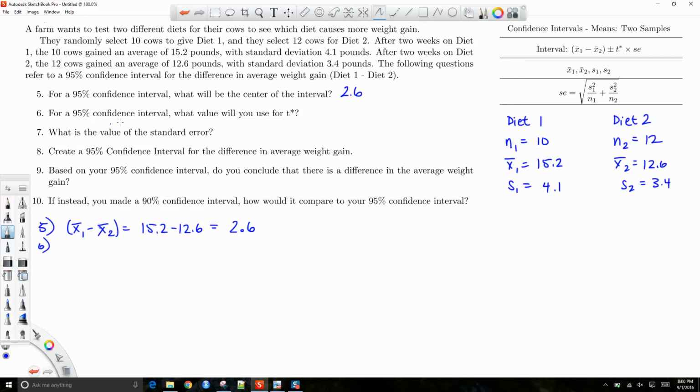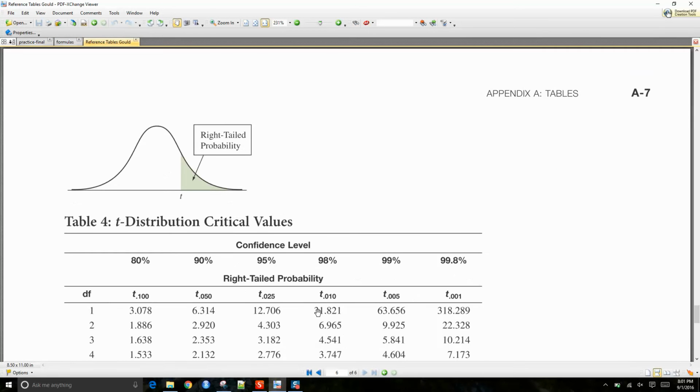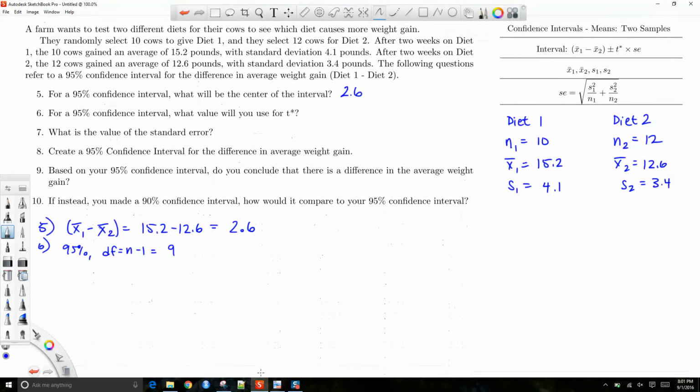For a 95% confidence interval, what will we use for t star? Okay, so we've got 95% confidence. And our degrees of freedom is n minus 1, okay? We have two n's, but we're going to use the smaller of them, so we're going to have 9 degrees of freedom, okay? We go to our reference tables, we go to the t table, we go to 9 degrees of freedom, 95% confidence, our t star is 2.262.